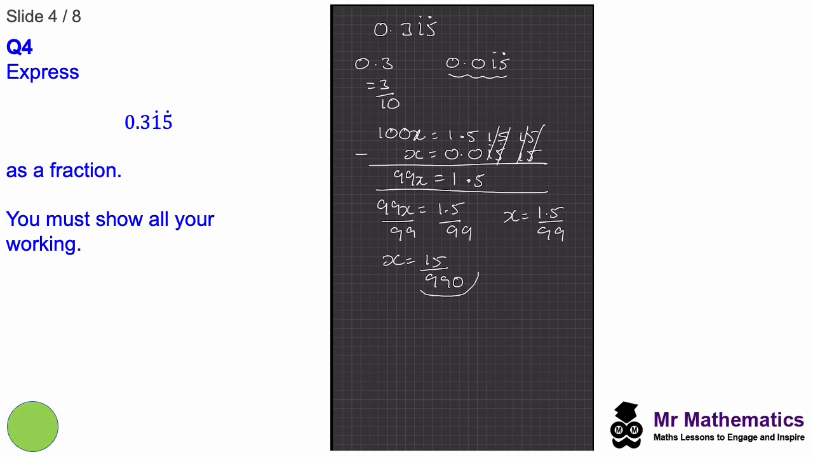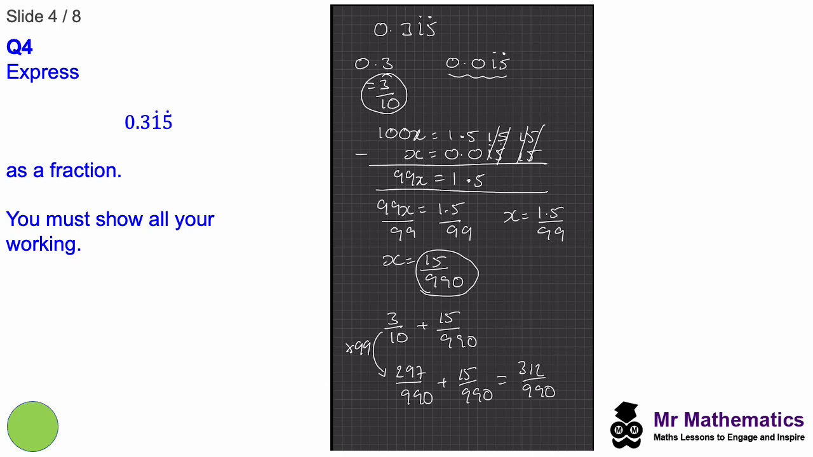So now we can add this fraction with this one. So 3/10 added to 15 over 990. We'll use an equivalent fraction here, multiply this by 99. So we get 297 over 990 plus 15 over the same denominator, and this gives us 312 over 990, which simplifies to make 52 over 165.